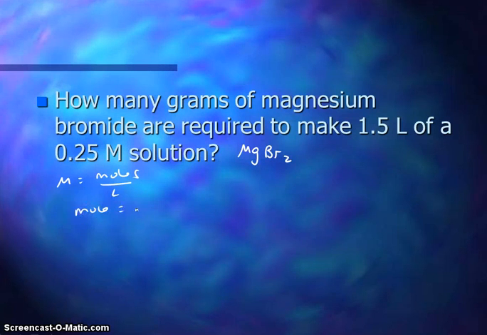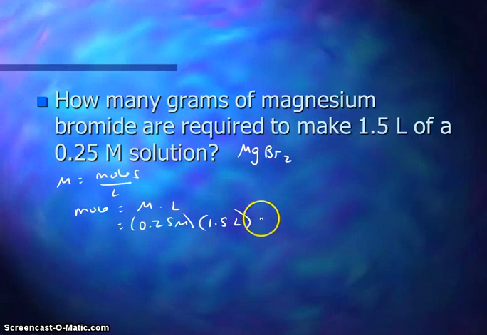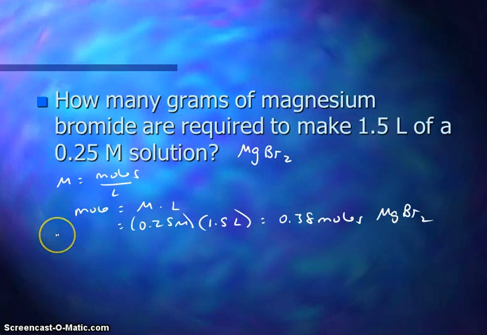Moles will equal the molarity times the volume in liters. So we'll take 0.25 molar times 1.5 liters. Now if that was in milliliters, we'd have to convert it to liters first. We only want 2 digits in our answer this time, so 0.38 moles of magnesium bromide. But the question doesn't want to know how many moles of magnesium bromide because that's not something we can measure in lab. We're going to have to convert moles to grams.